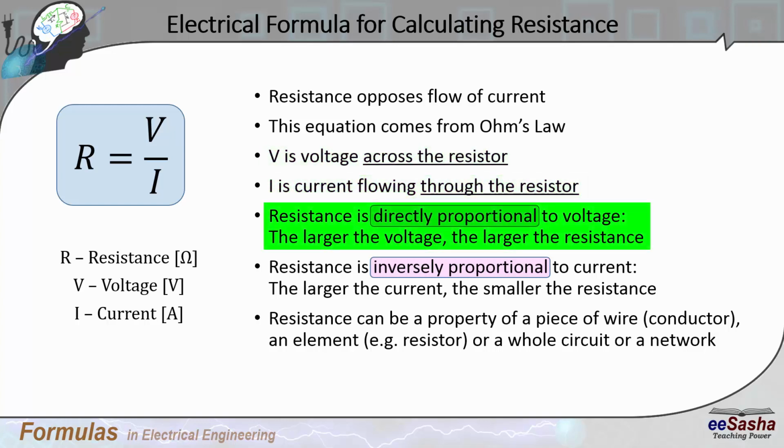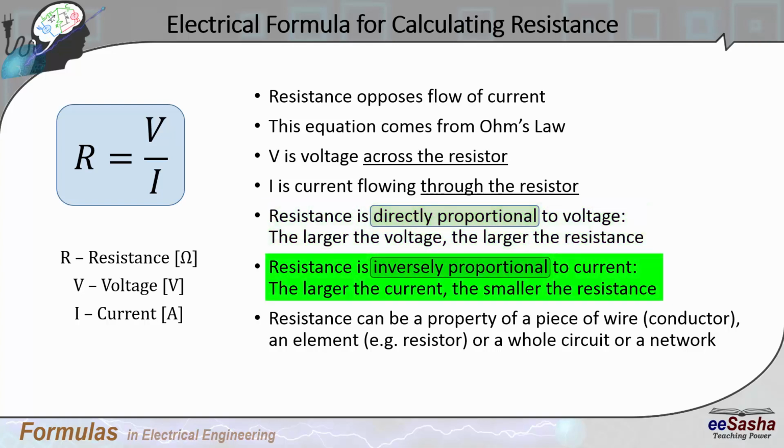In this formula, resistance is directly proportional to voltage. That means that the larger the voltage, the larger the resistance. Also, resistance is inversely proportional to current. So, the larger the current, the smaller the resistance.